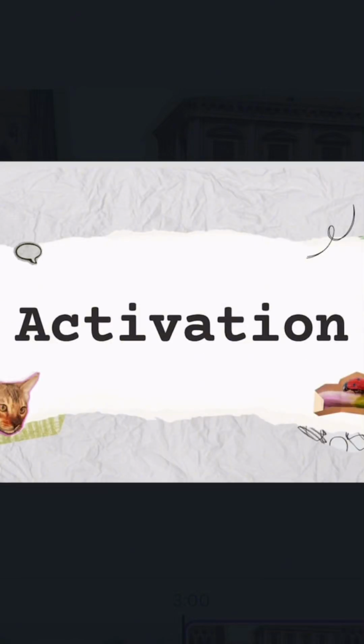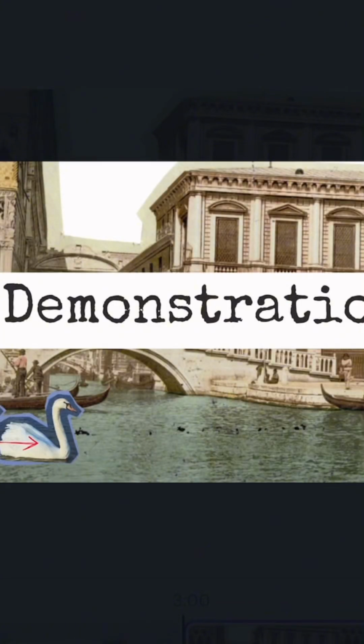Next is the activation. First, activate the learner's existing knowledge on the topic or their memory of an experience related to the topic. Relate new information to that existing knowledge or memory. So that's what we call the activation.